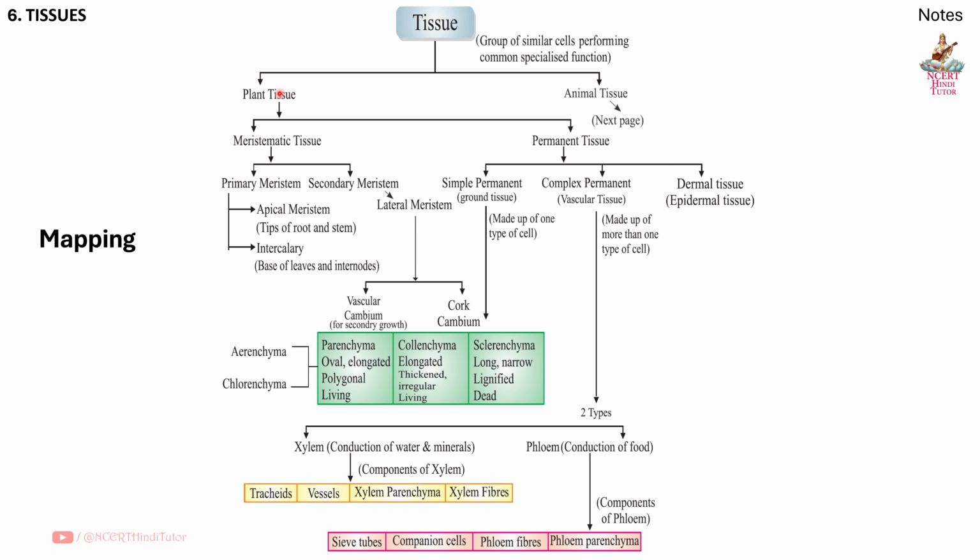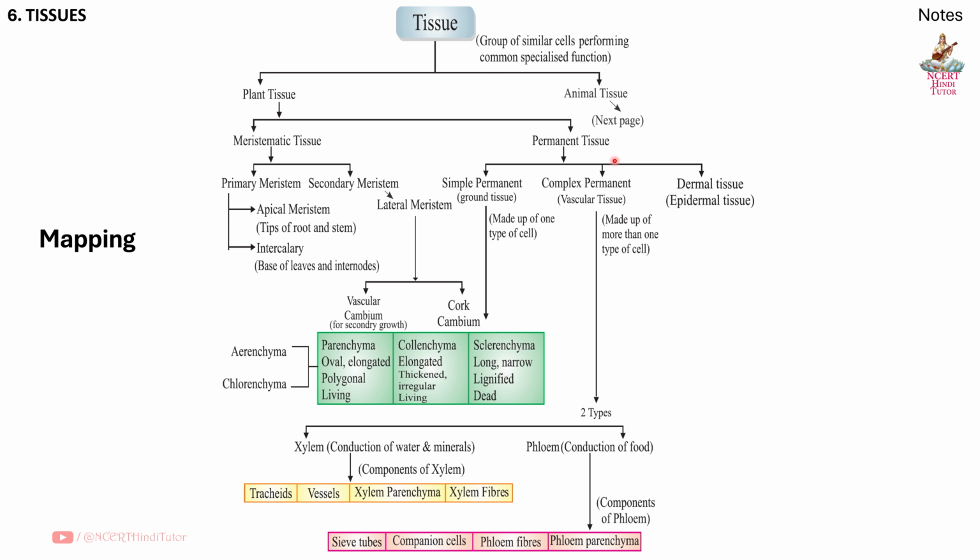It is divided into two: plant tissue and animal tissue. We will study animal tissue on the next page. Plant tissue is further divided into meristematic tissue and permanent tissue. Meristematic tissue is further divided into primary meristem, then secondary meristem. Primary meristem is divided into apical meristem, at tips of root and stem, and intercalary, at base of leaves and internodes. Secondary meristem is also called lateral meristem, which is further divided into vascular cambium for secondary growth and cork cambium.